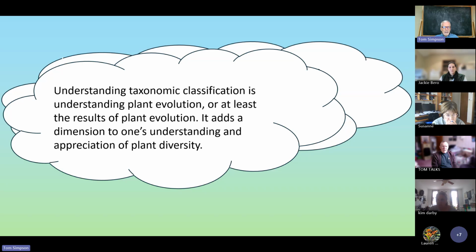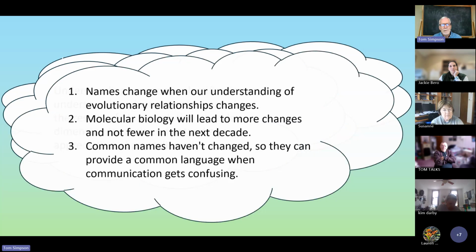For me, understanding plant classification has been a part of understanding plant evolution, which I find at historical depth has really increased my appreciation of plants and just the diversity of plants in the world today.